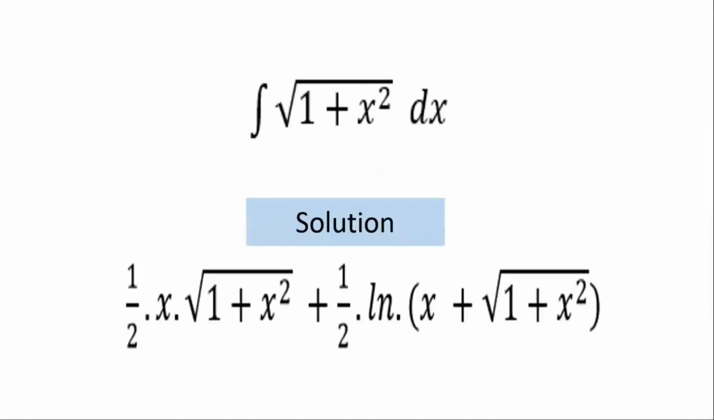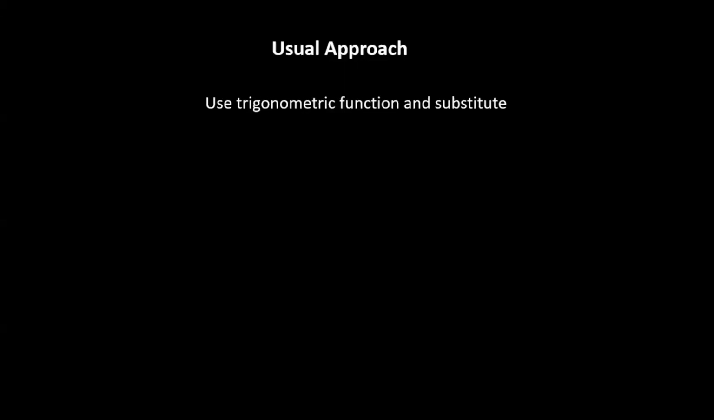So this is how it looks. The integration of the square root of 1 plus x square is half times x times the square root of 1 plus x square, plus half log of x plus the square root of 1 plus x square. So let's follow the usual approach.